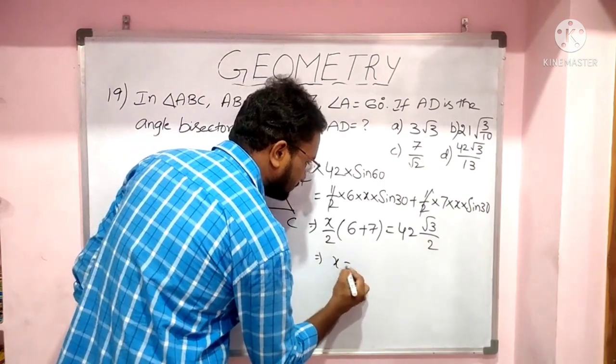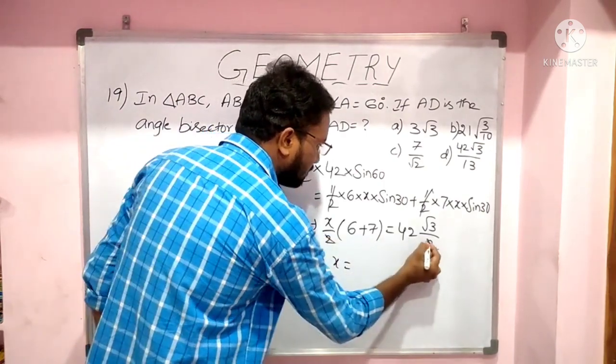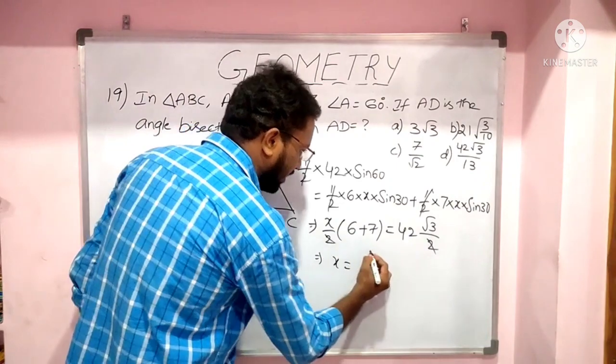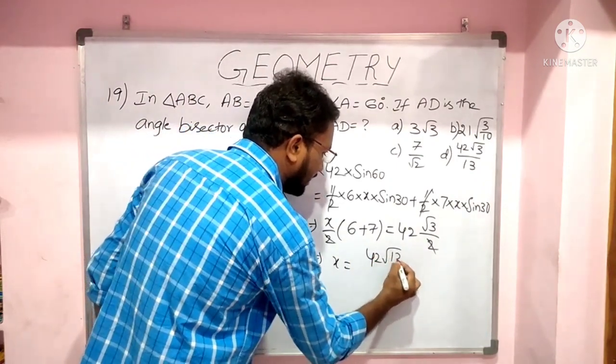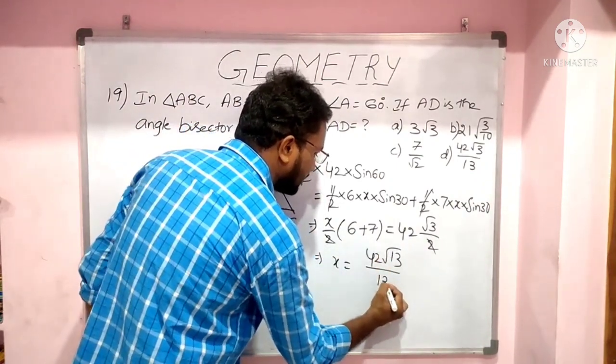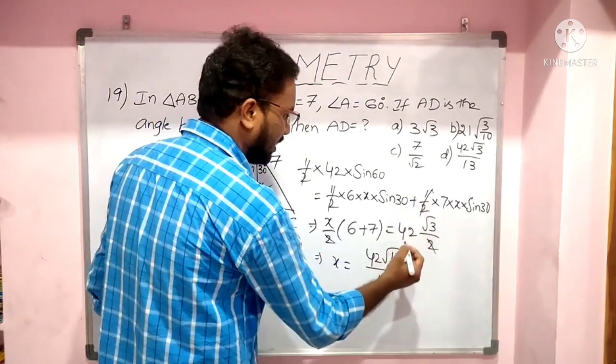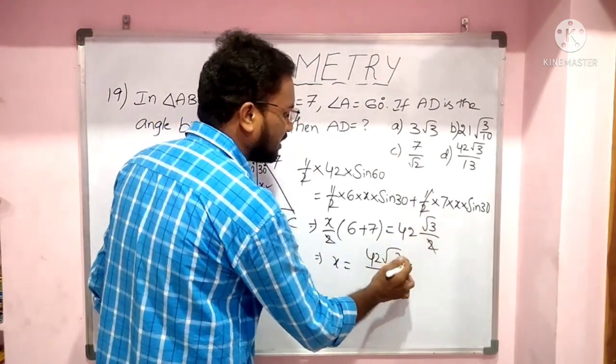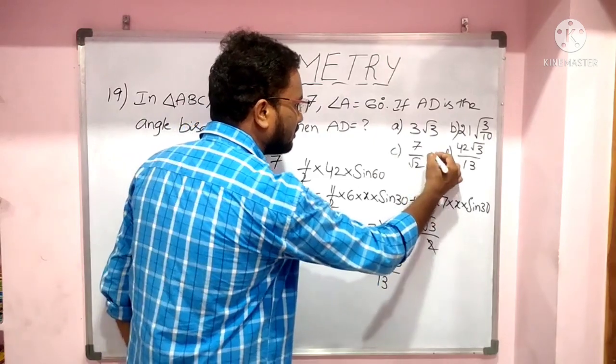So x equals, the 2 cancels, 42 root 3 by 7 plus 6 is 13. So the answer is 42 root 3 by square root of 13.